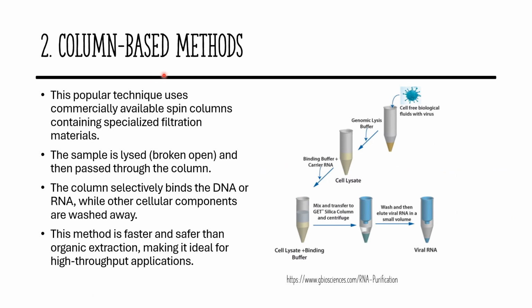2. Column-based methods. This popular technique uses available spin columns containing specialized filtration materials. The sample is lysed, broken open, and then passed through the column. The column selectively binds DNA or RNA while the other cellular components are washed away. This method is faster and safer than organic extraction, making it ideal for high throughput applications.